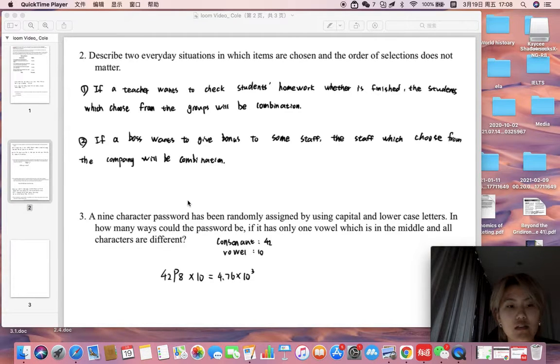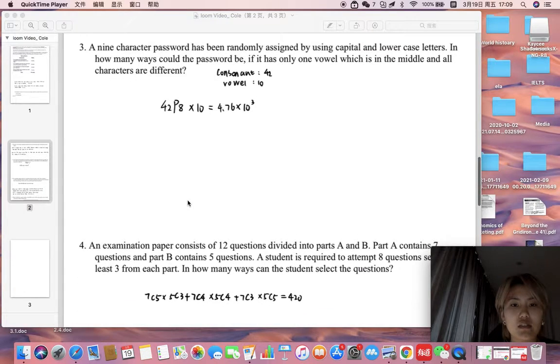And another answer is, if a boss wants to give a bonus to some staff, the staff chosen from the company will be a combination. It's also because you don't need to select your staff in order, so you can use a combination. And the next question.